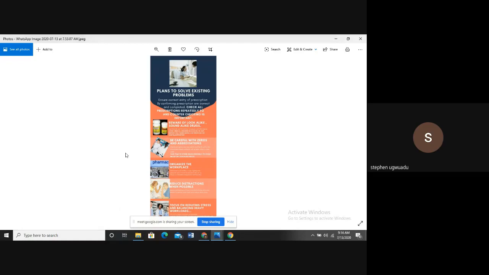As we can see here, we have to ensure correct entry of prescription by confirming prescriptions are correct and completed. By so doing, we check all the prescriptions repeatedly, and we also counter check. Counter checking the prescription is also of importance.